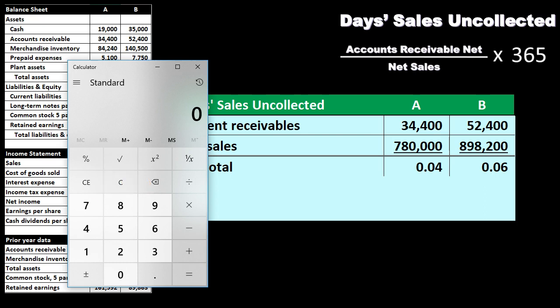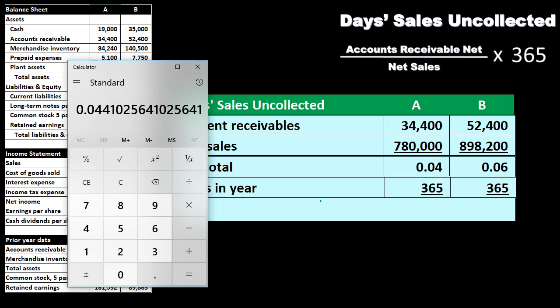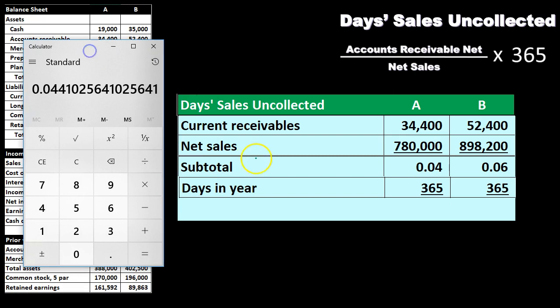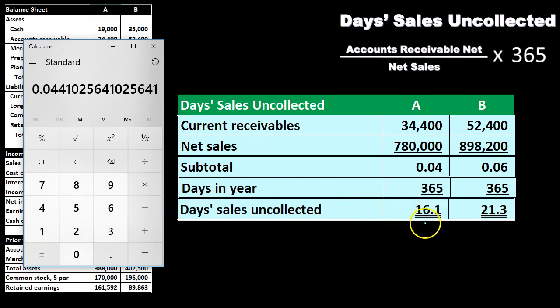So we'll divide that out, 34,400 divided by 780,000. And we always have to deal with the rounding. So remember that rounding is always going to be a factor. We'll take that and multiply it times the number of days in a year, this being 365, and that'll give us our 16.1 and our 21.3.